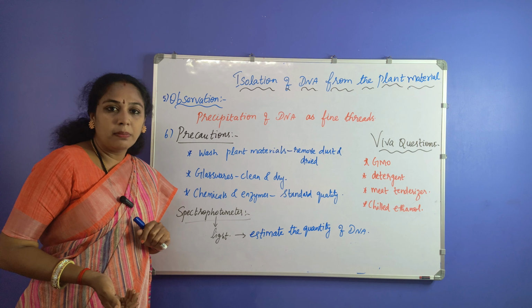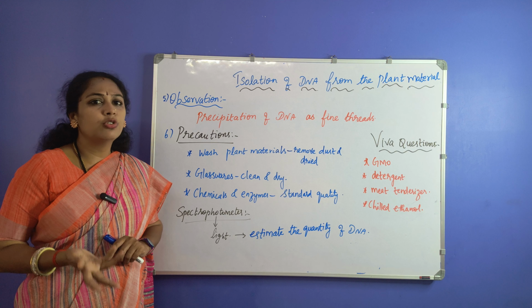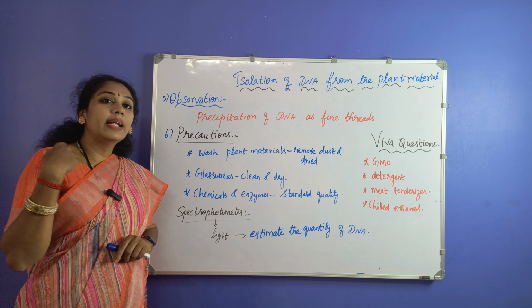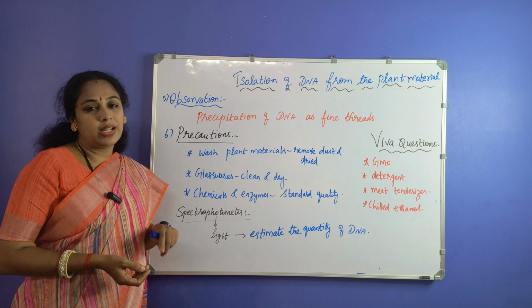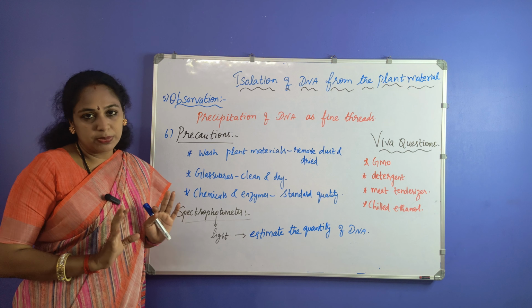Why do we add meat tenderizer, either the enzyme or it could be papaya or pineapple juice? Why do we add that? Again, to remove any kind of protein that interferes with the precipitation of DNA. And the last one: why do we add chilled ethanol? It is for precipitating DNA. So these are some of the possible viva questions.